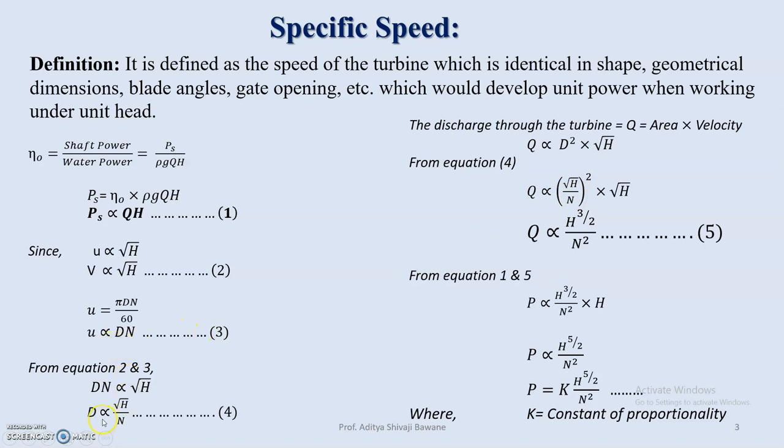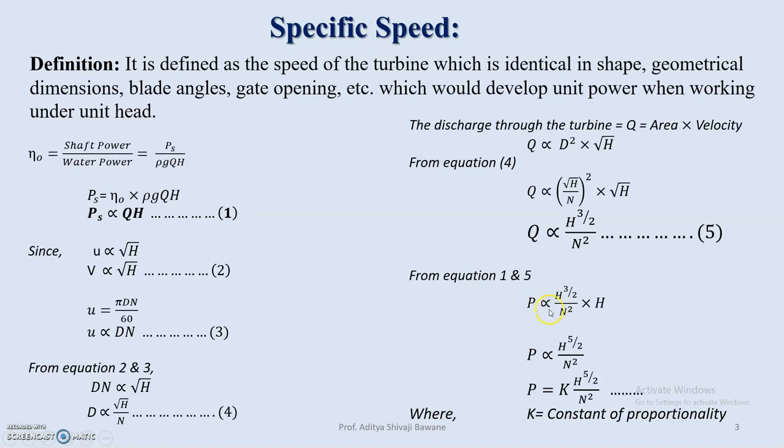So we know d is proportional to under root of h by n. So instead of d square, we write under root of h by n, bracket square, into under root of h. So it becomes h into h raised to 1 by 2, so it becomes h raised to 3 by 2. So Q is directly proportional to h raised to 3 by 2 divided by n square. Next, we'll substitute this value in this equation.